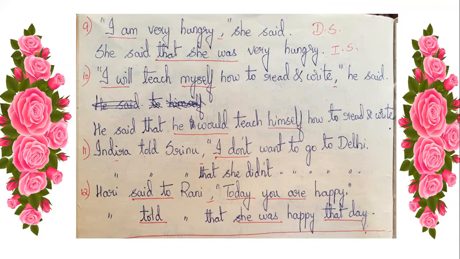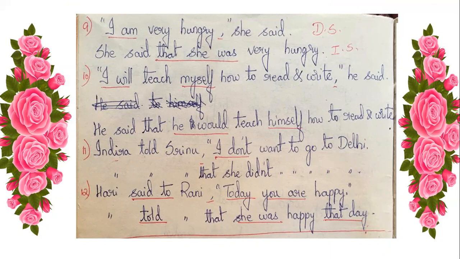Here, "she said" is brought at the end. But then also you should not get confused. You have to bring "she said" in the front of the sentence. "I'm hungry" is the declarative sentence. So: she said that, connecting word "that", she was very hungry.